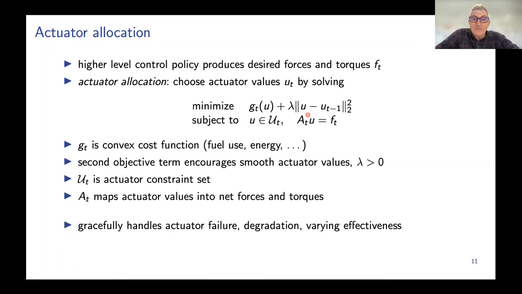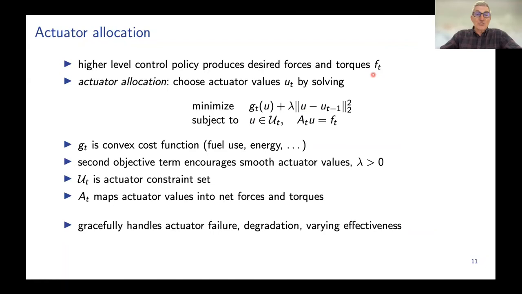If you have things like actuator failure or degradation, that's real simple. You just change the U_t set. You just simply say, oh, hey, guess what? Your thruster number 7 is not working. That means U7 is going to be 0 or something like that. And this thing will do perfectly well there. Okay. And that's a really good use to have something like this. So that's actuator allocation, very simple, super useful. And again, it is a method that maps a required force and torque.